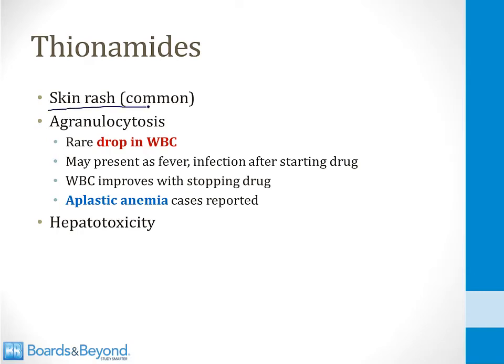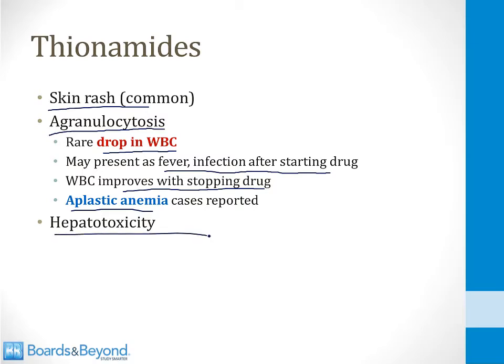The feared side effect of these drugs is a rare complication called agranulocytosis. This happens to a small number of patients on these drugs. They develop a drop in white blood cell count. This may present as fever or infection after starting the drug, especially on a board exam question. The white blood count will be very low, but it will improve with stopping the drug. And in rare cases, there have been reports of aplastic anemia developing from prolonged exposure to these drugs. And this is another reason why the definitive therapy is ablation of the thyroid gland, not taking these drugs for indefinite periods of time. Both of these drugs are also associated with hepatotoxicity.